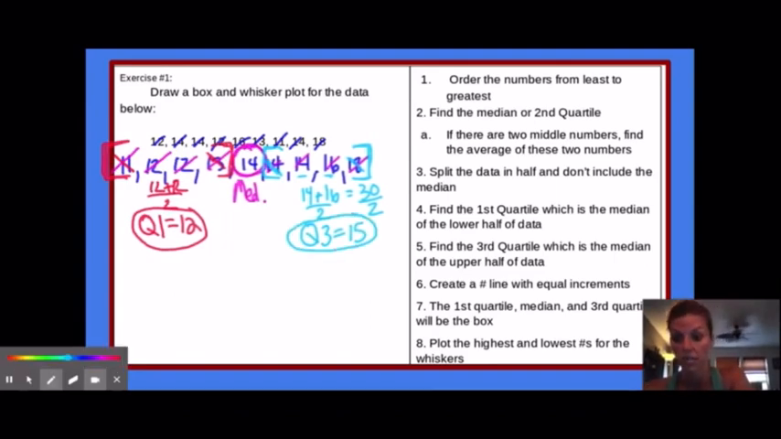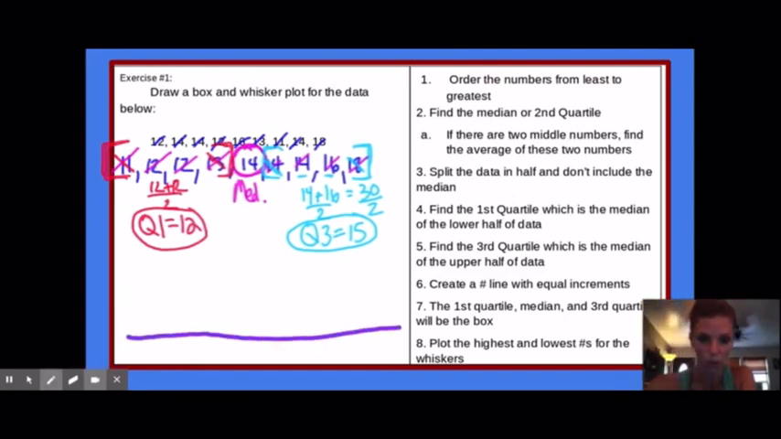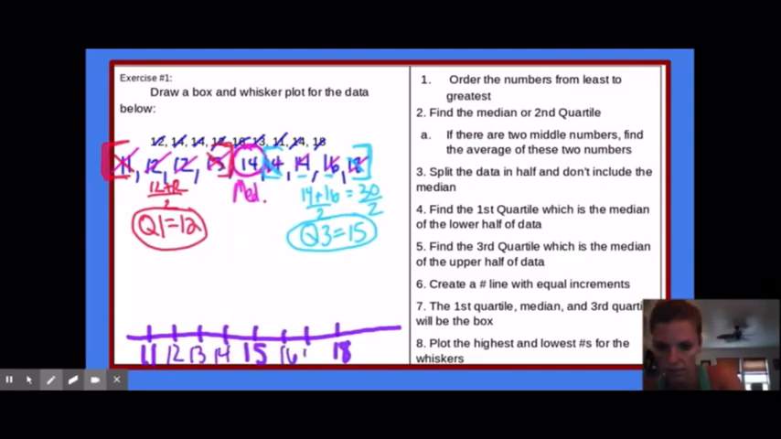Okay, so these are going to create my box. The first thing I'm going to do before I even worry about creating the box and whisker plot, now that I have those three numbers, quartile 1, quartile 2, which is the median, and quartile 3, is create a number line with equal increments. So I'm just going to draw a line as best I can. And then my smallest number is 11, my biggest is 18. So you can go up by ones, right? 11, 12, 13, 14, 15, 16, 17, and 18. I'm just going to make my pen a little bit smaller to fit them in here.